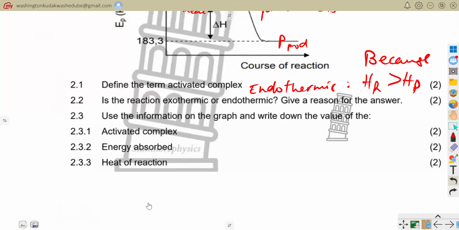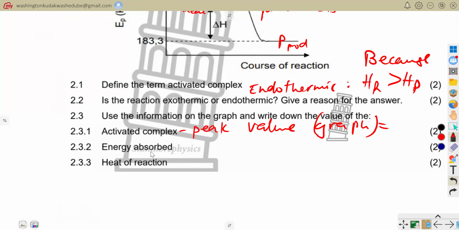Use the information on the graph and write down the value of the following. So you need the value of the activated complex. So the value of the activated complex becomes the peak value that you have on your graph. The peak value of your graph becomes your activated complex.